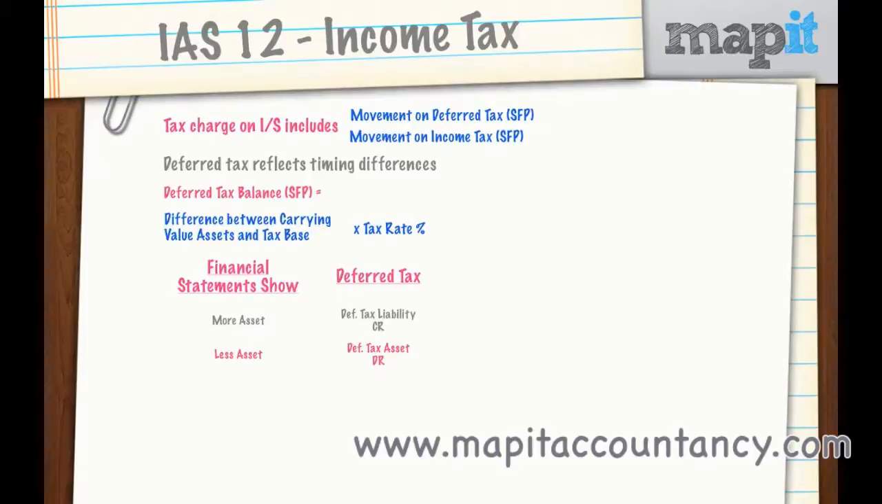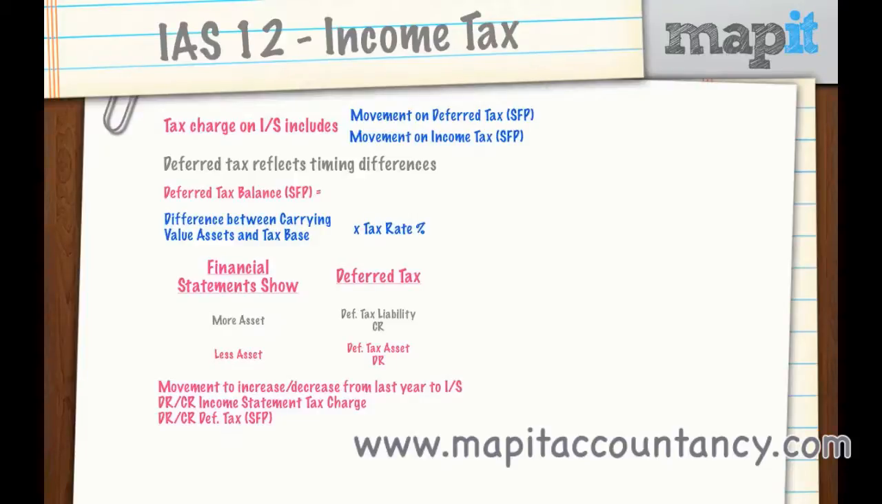How do we deal with the results? Well, remember, we need a movement to increase or decrease our deferred tax balance from last year. That movement goes to the income statement. So debit or credit the income statement to increase or decrease it.